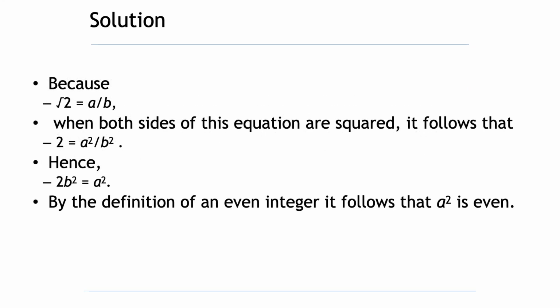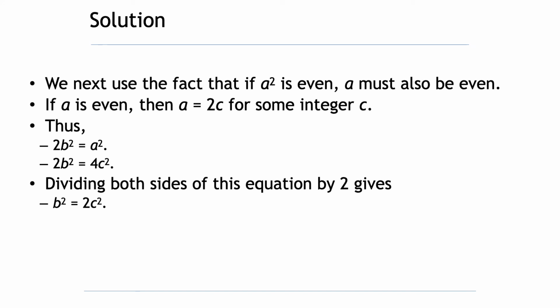Because square root of 2 is equal to a divided by b, when both sides of this equation are squared, it follows that 2 is equal to a squared divided by b squared. Hence, 2b squared is equal to a squared. Here we are just transforming the equation. We didn't do anything else. By definition of an even integer, it follows that a squared is even. We proved that before.